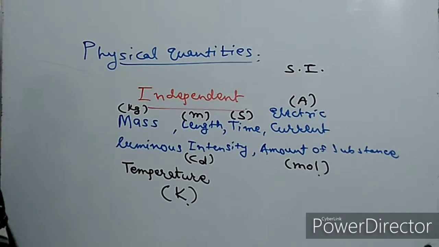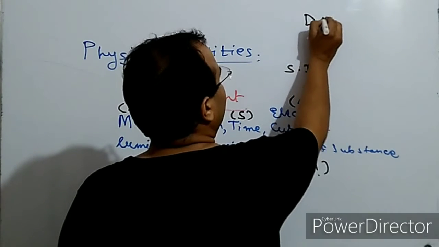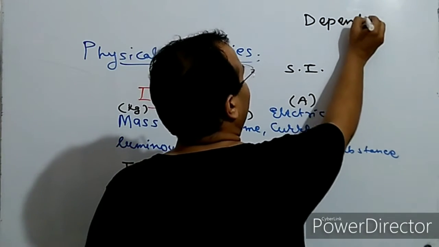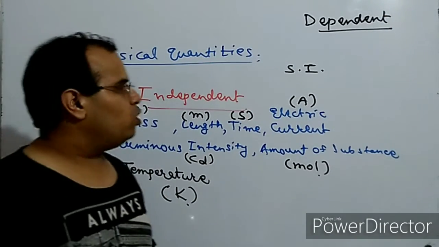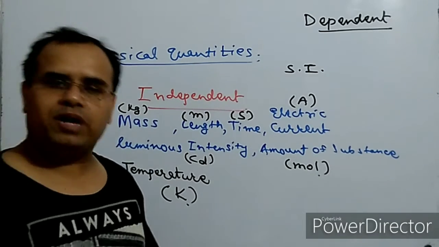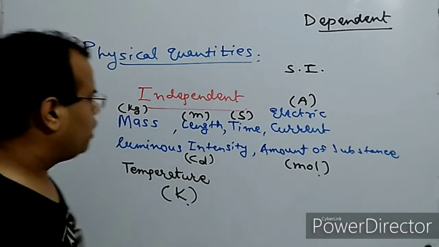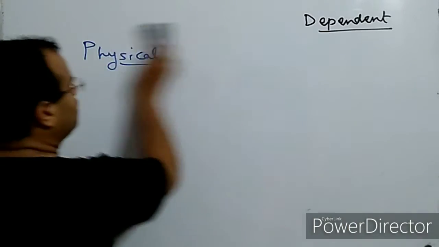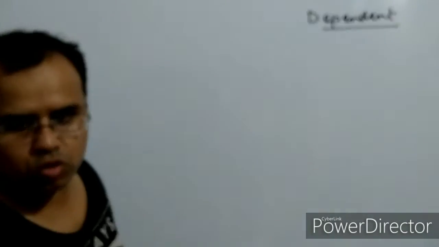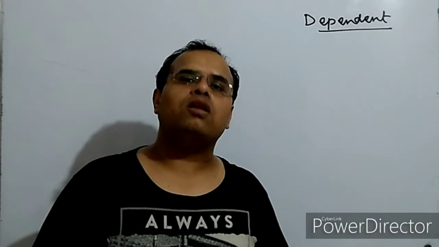As I told you there are independent physical quantities, similarly there are dependent physical quantities. Dependent, as the name suggests, means these quantities depend on the fundamental physical quantities. So the measurement of dependent physical quantities depends on the fundamental physical quantities.